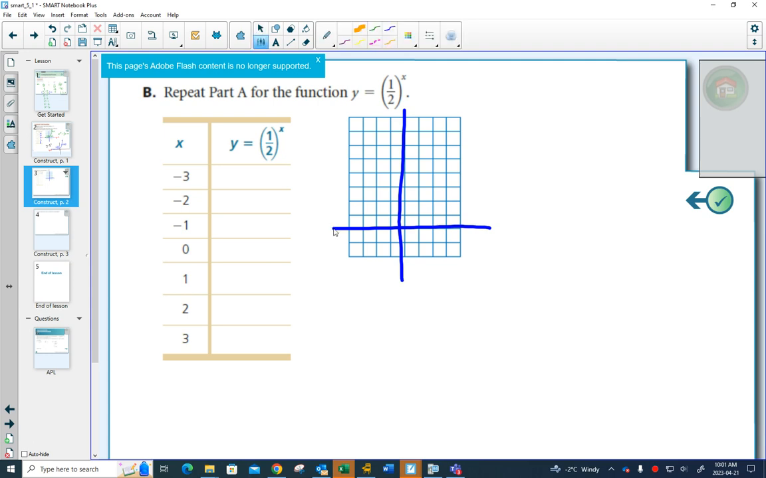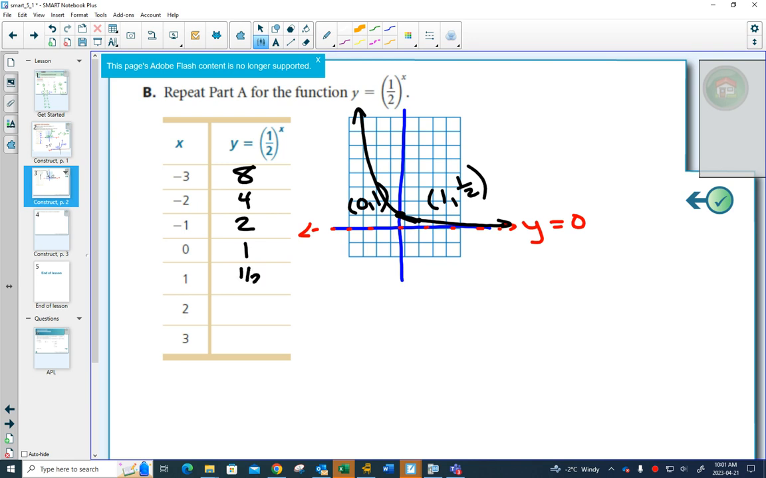I know that I'm going to have the point 0, 1. If I plug in 1, the base is a half, I'm going to get 1, 1 half. If I draw my asymptote at y equals 0, I now have these 2 points. And if I connect those 2 points, it's going down, so it goes down towards the asymptote this way and up this way this time. If we check that out with our table of values, here you would get 8, 4, 2, 1, 1 half, 1 quarter, 1 eighth.